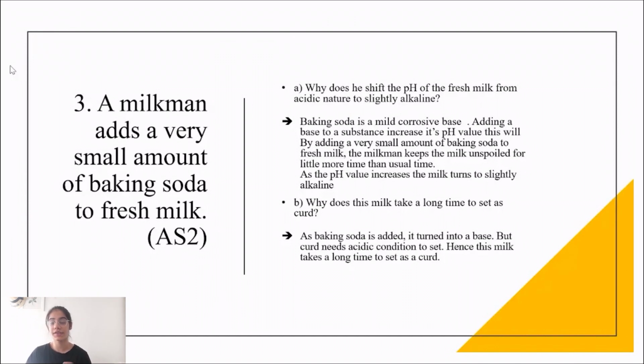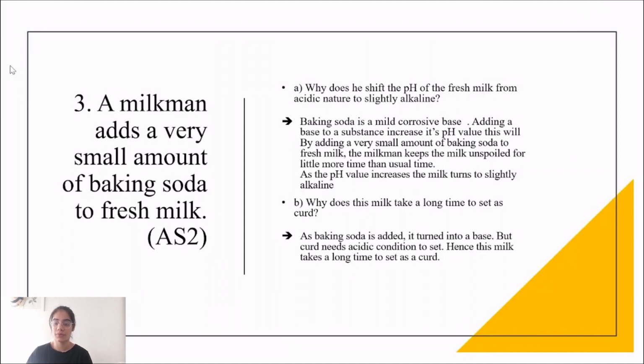So to delay this process and to not spoil the milk for a longer period of time, we add baking soda to fresh milk. And why does the milk take a long time to set as curd? Now that the base has been added, the fresh milk will become slightly alkaline. Since it becomes slightly alkaline, we need acidic conditions to set it into curd. This is the reason why it takes a longer time to set into curd, because we need acidic conditions, and right now our fresh milk is slightly alkaline. Hence the milk will take a longer time.